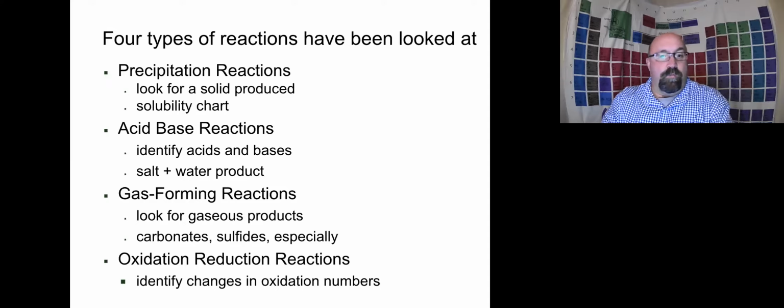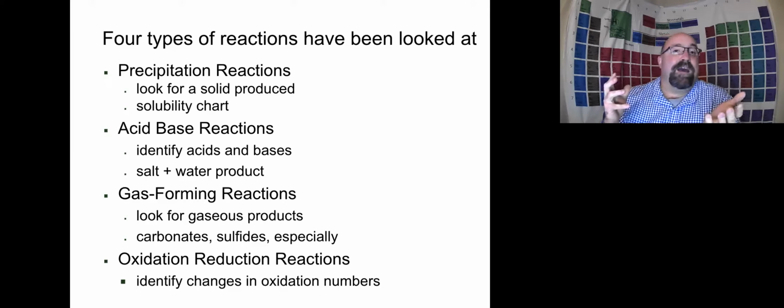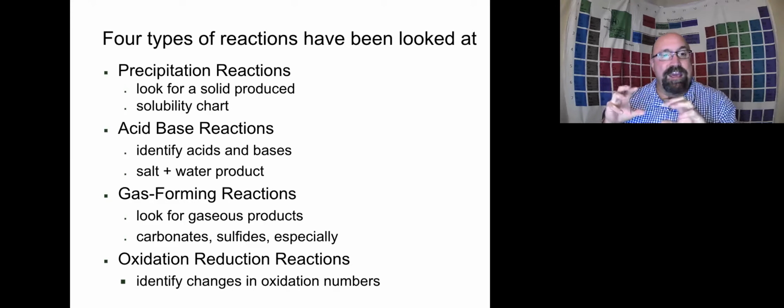And so we looked at four different basic types of reactions. We looked at precipitation reactions, where we're going to use our solubility chart and look to see if a solid was produced. We looked at acid-base reactions to see if an acid-base reaction occurred. You want to look and see if you can identify an acid or a base actually existing as our reactants. And in any acid-base reaction, we're going to end up with a salt, some sort of ionic salt, and water for any sort of strong acid, strong base reaction.